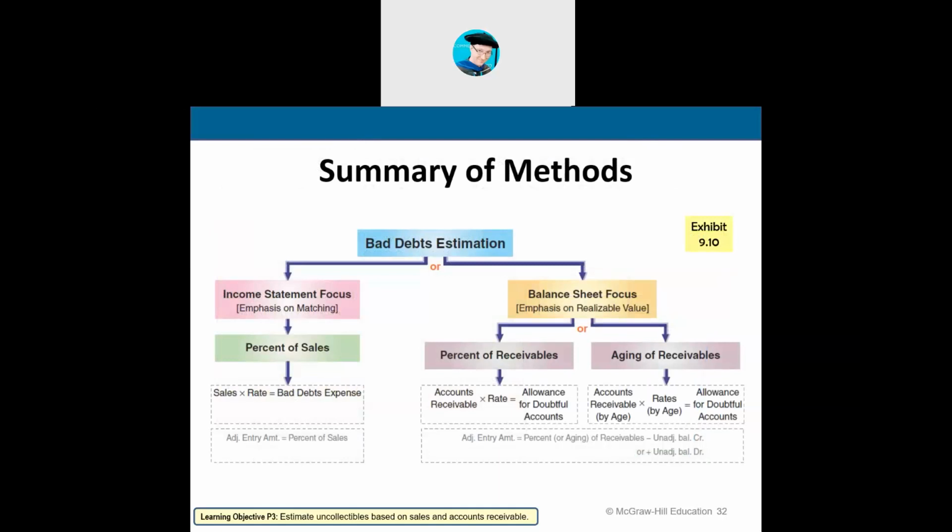So this just summarizes what we went through, comparing the two processes for estimating bad debt expense. You go through the percent of sales, which I like because it's the easiest, or you could go through the process of the aging of receivables.